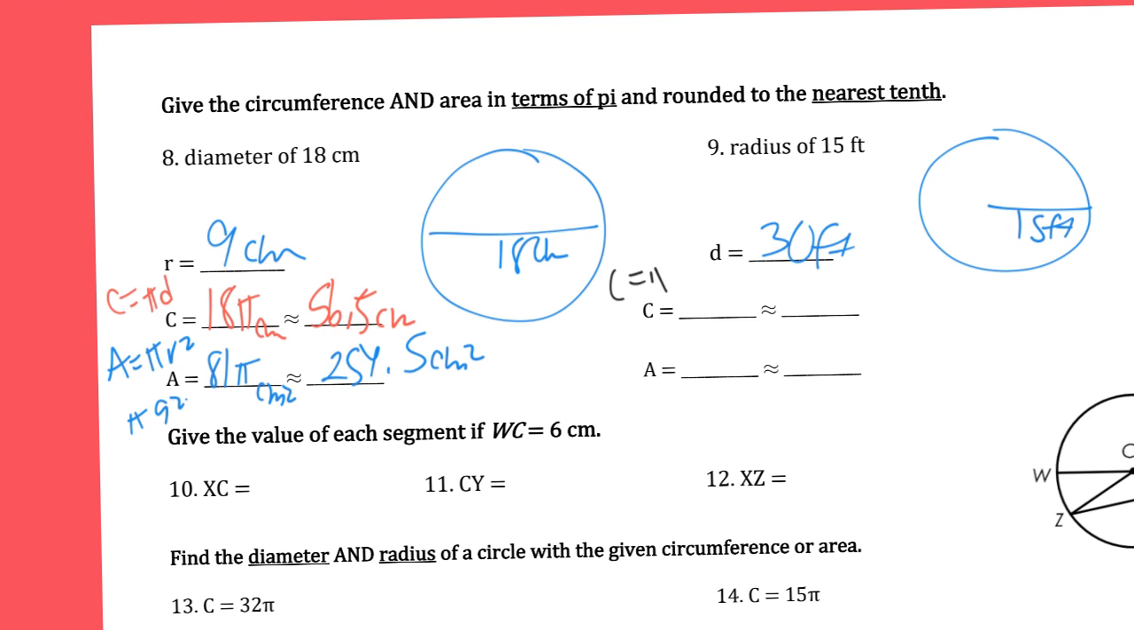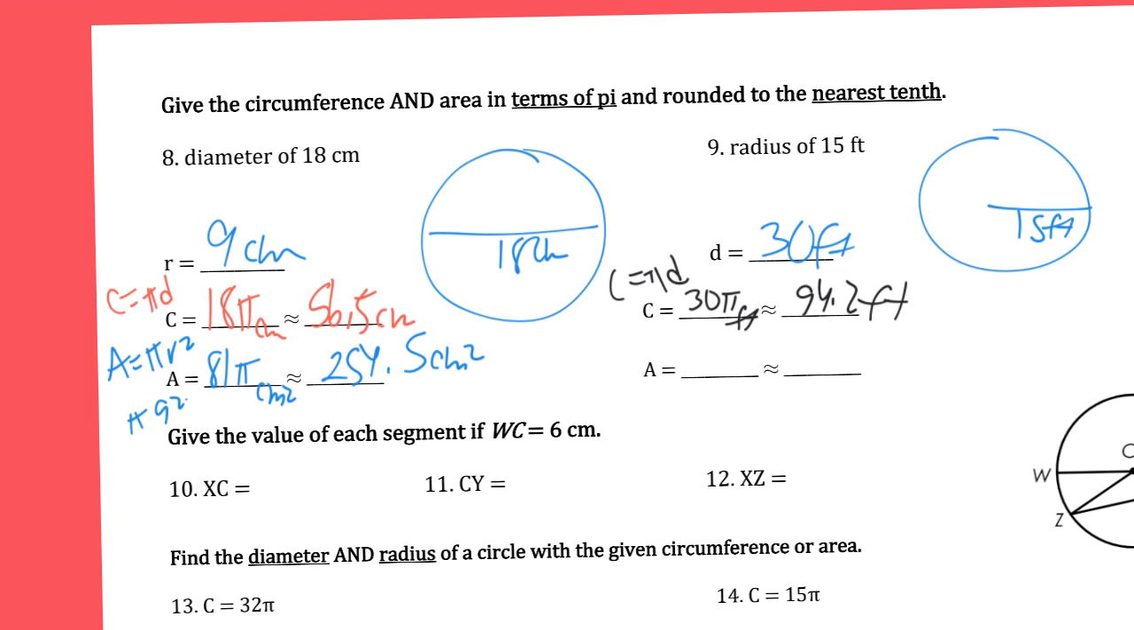Now, on the second shape, you've got the radius and the diameter. Circumference equals pi d. The diameter is 30, so it'd be 30 pi, and that's feet. To approximate it, you would do 30 times the pi key, and you would get 94.2 feet. So the exact is 30 pi, and the approximate is 94.2.